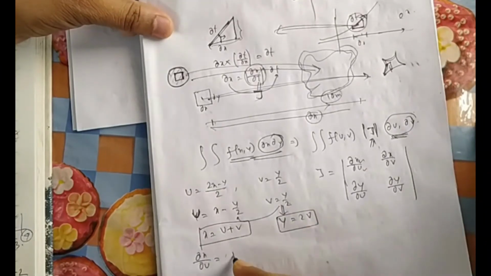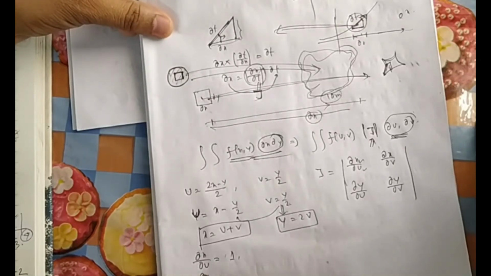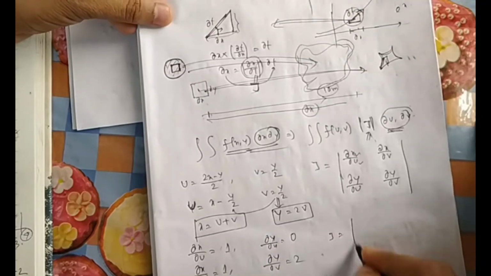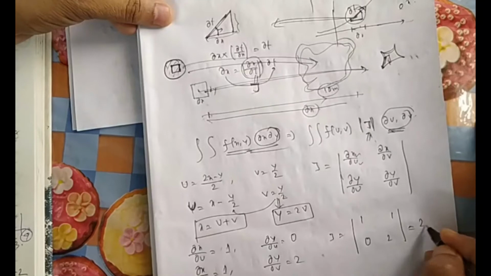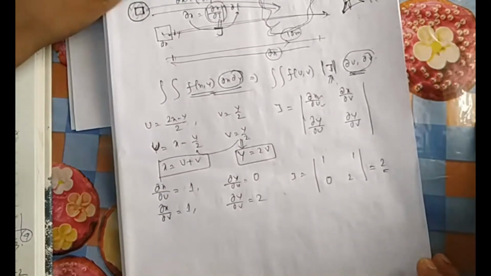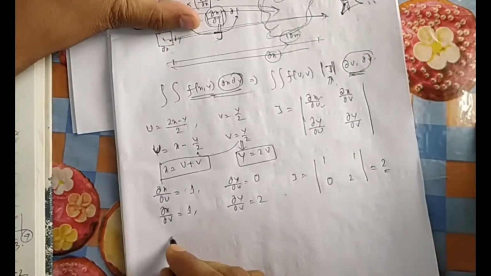dx by du is equal to 1. dx by dv is also equal to 1. dy by du is 0. dy by dv is equal to 2. So what will be my Jacobian? 1, 1, then 0, 2. So if you take the determinant, it is 2. So the penalty factor here is 2. So I have to put 2 as a penalty factor.